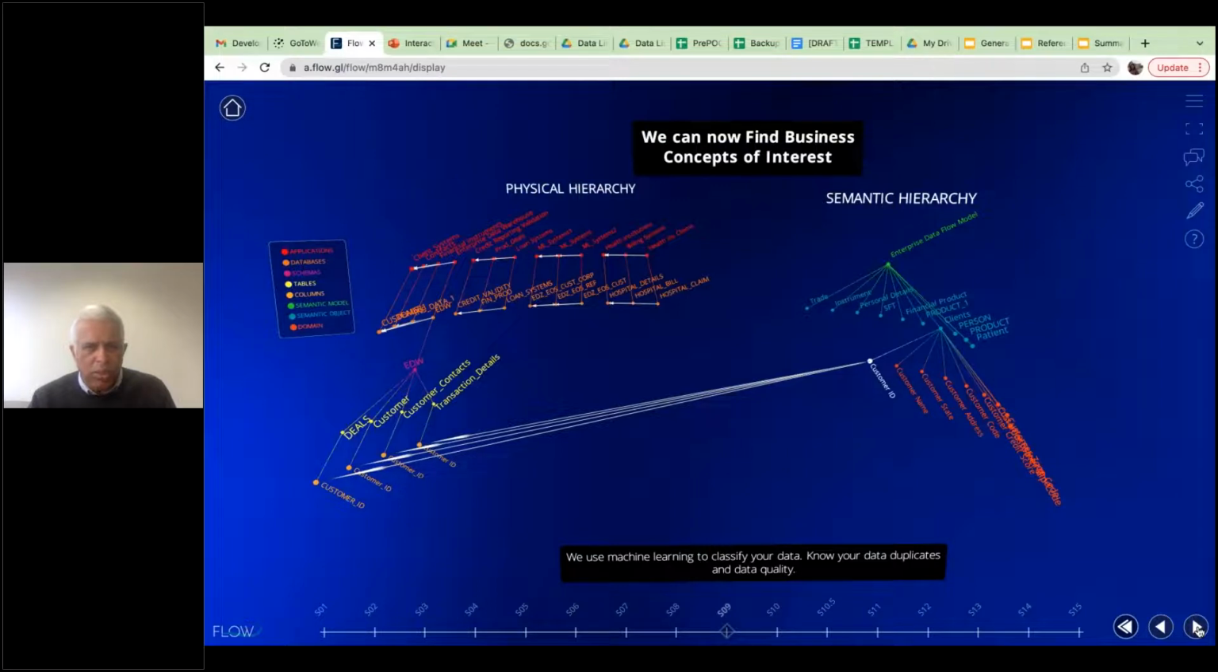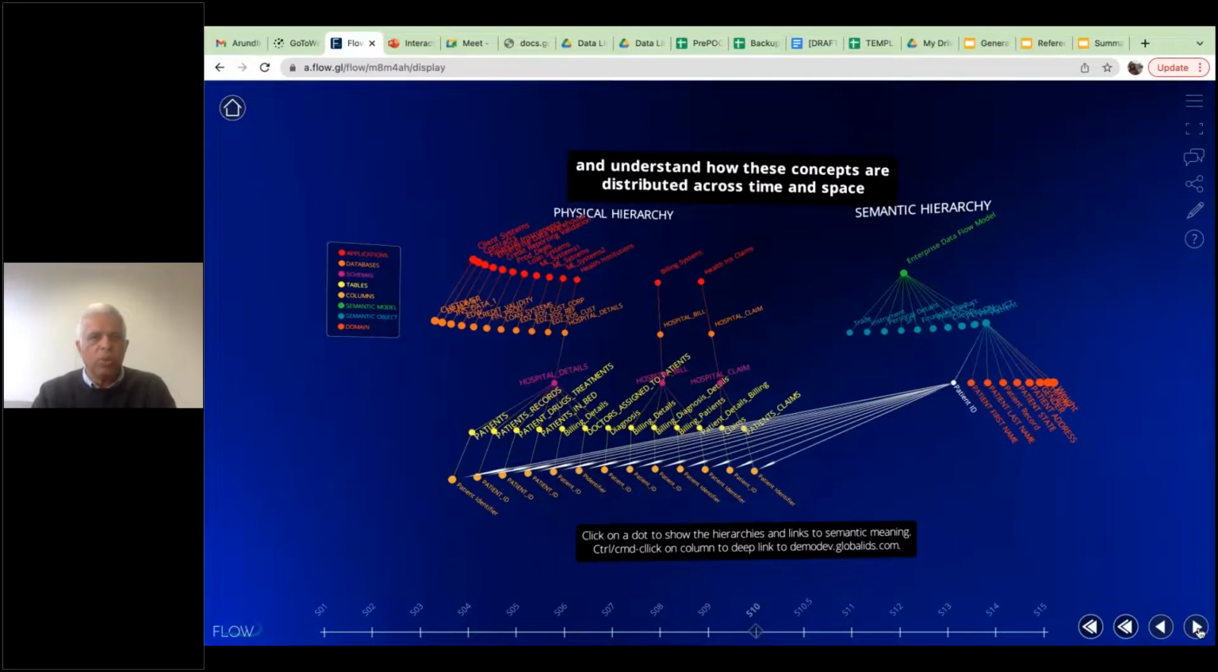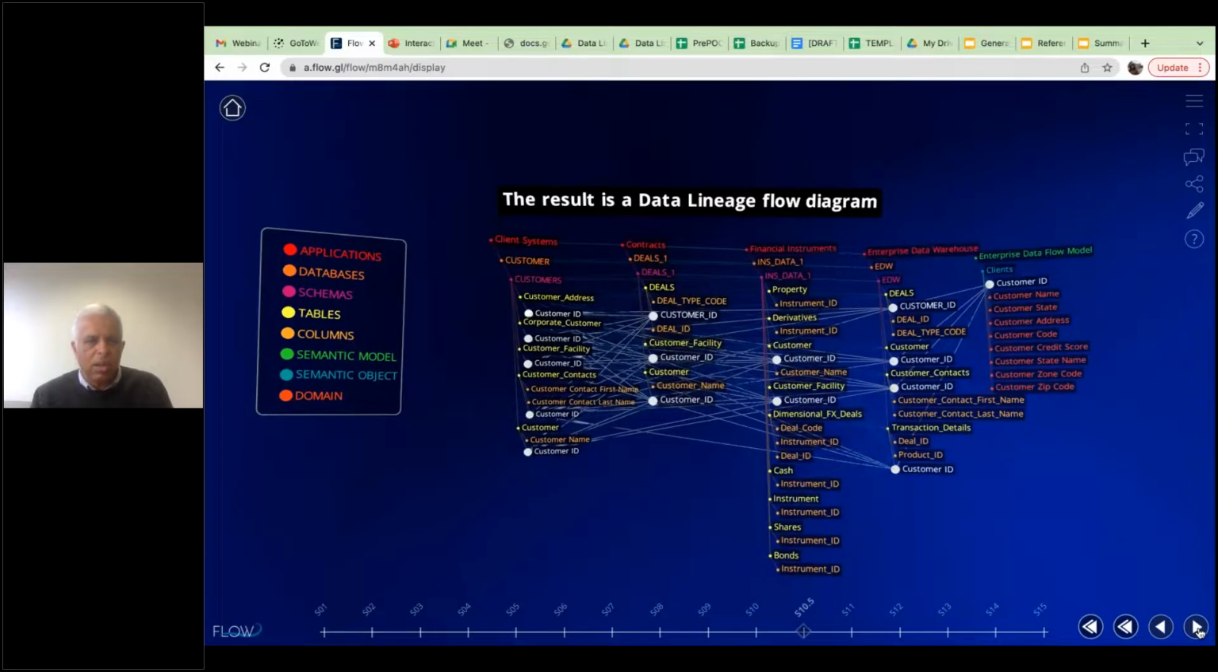But once we do this, now we can find all the business concepts of interest. You can do a Google search of your environment and say, where are the objects related to this particular problem that I'm interested in, right? And so the search can now yield a data lineage diagram that looks like this.